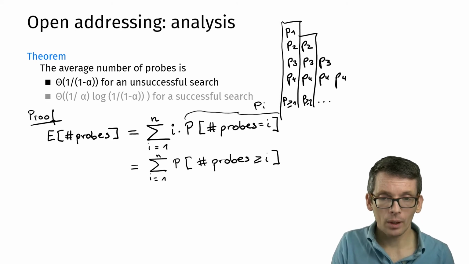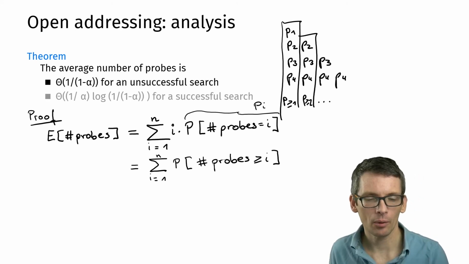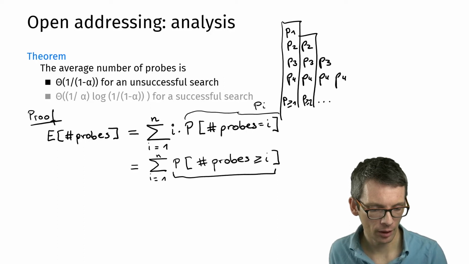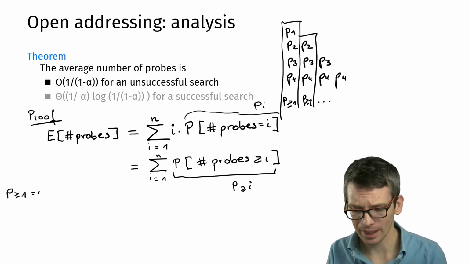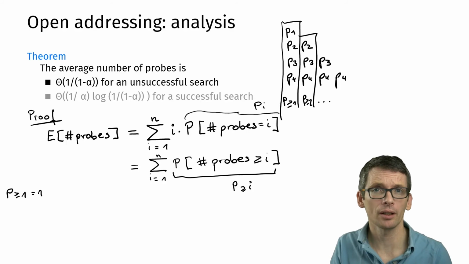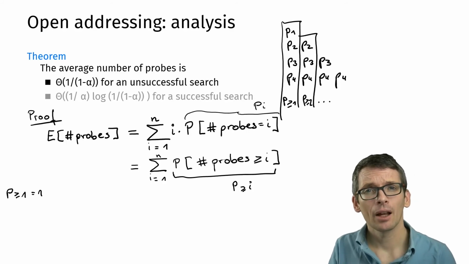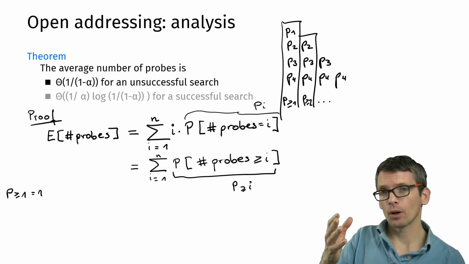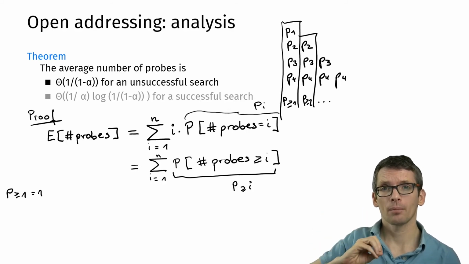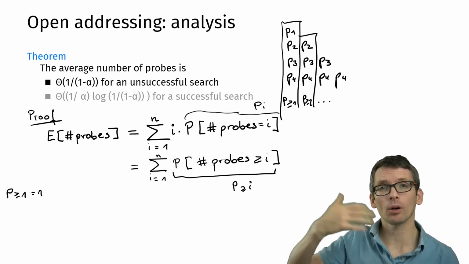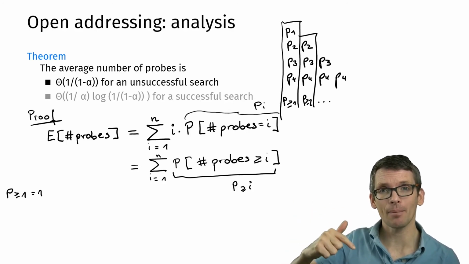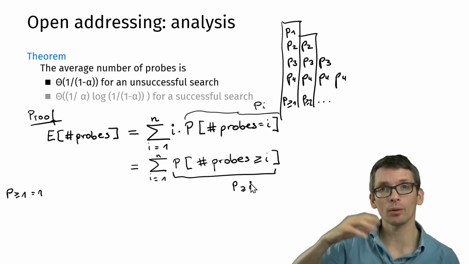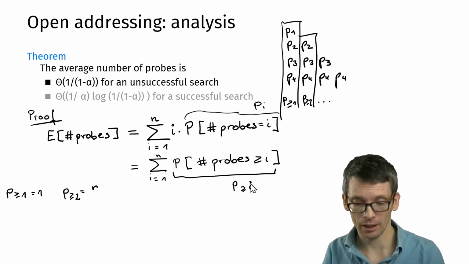So now we have this sum. So now we want to compute these values here. So the probability of larger or equal to i. So what's the probability of larger or equal to 1? So a probe sequence always has length at least 1, so the probability of this is 1. What is the probability that the probe sequence has length 2? So for that, my first probe must fail. What is the probability that it fails? Because of the uniform hashing assumption, it fails with probability n divided by m, because n slots are taken out of m, so the probability that I hit one of them is n divided by m.